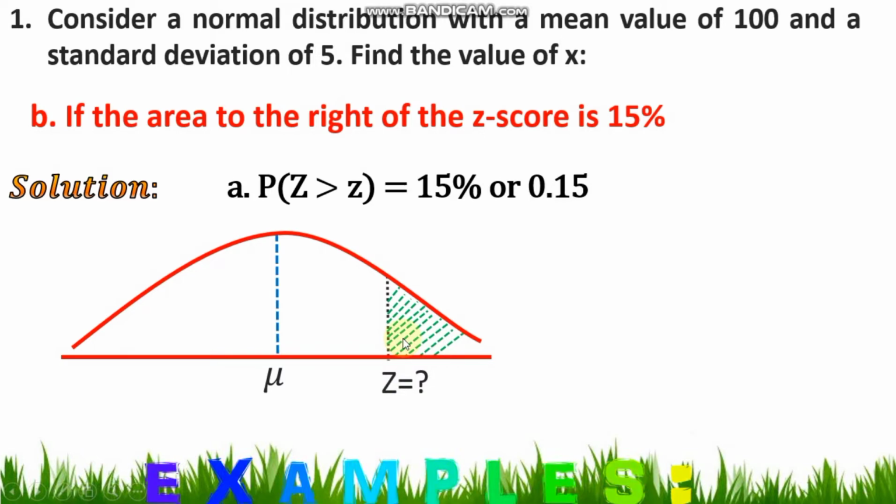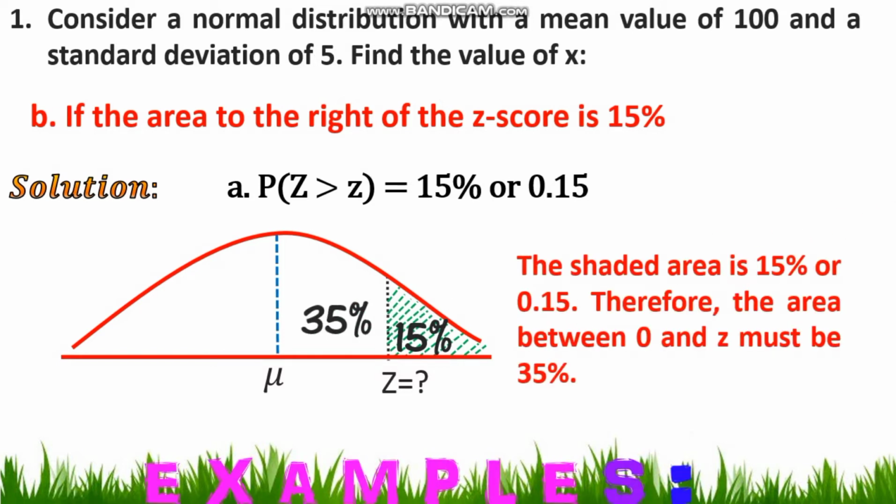Alright, so 15% yan. Ngayon, kung mapapansin ninyo, paano mo malalaman yung z-score or z-value dito? Malalaman mo to if you know this area, yung unshaded portion. So, since alam mo na 15% yung shaded portion and the total area of your right side of your normal curve is 50%. So, 50% minus 15%, you will have 35%. So, yung area from your mean or 0 to this particular z value is 35%.